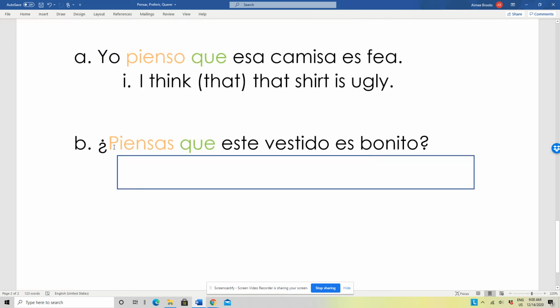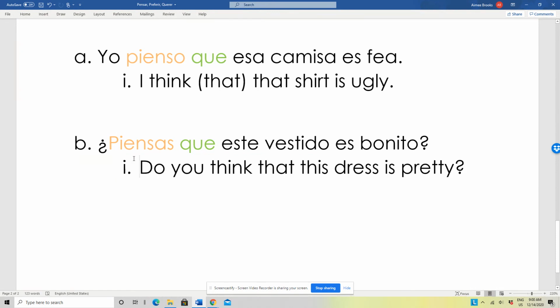Let's look at the second example. ¿Piensas que este vestido es bonito? Okay, so it's a question. What do you think that question is asking? All right, let's see if you were right. Do you think that this dress is pretty? Now you could also omit the that, and you could just say, do you think this dress is pretty? Because again, in English, the that is optional, but in Spanish, it is not.